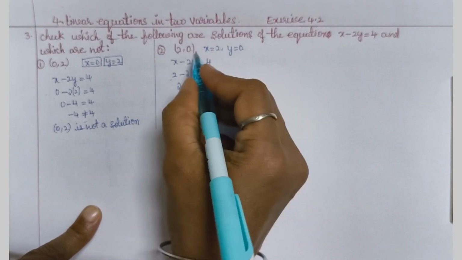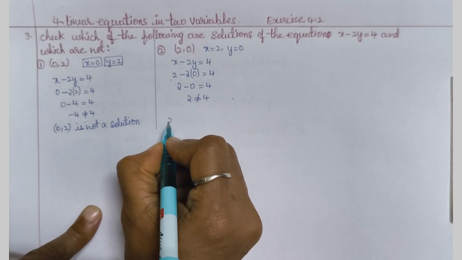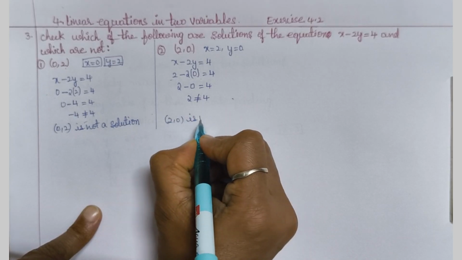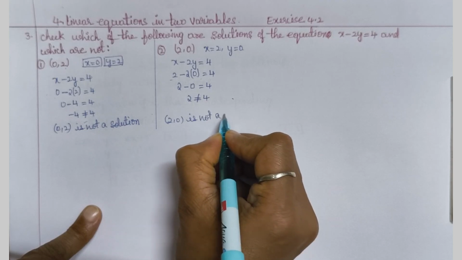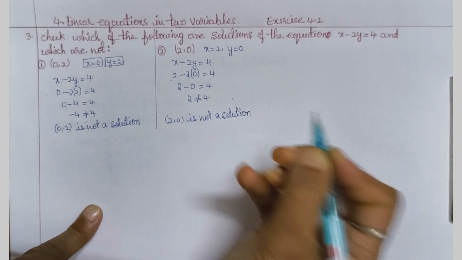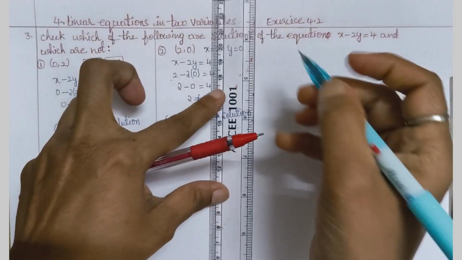Okay, so we can write (2, 0) is not a solution. Very easy questions. You can write it. Now we will move to the third question.